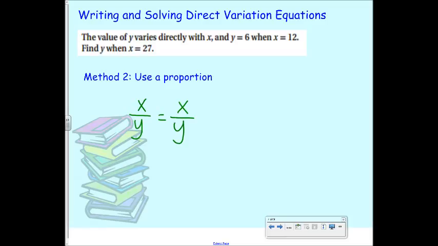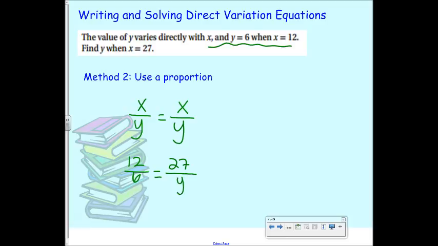So in our first fraction, y is equal to 6 and x is equal to 12, so I just plug that in. X is 12, y is 6, so that's 12 over 6, and then I want to know what y would be if x were 27. So where does my 27 go? Up on the top with the x's, and on the bottom I'm going to put a y because we're looking for y. All right, now what? Cross multiply.